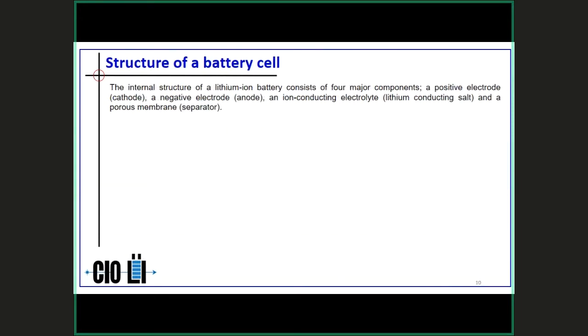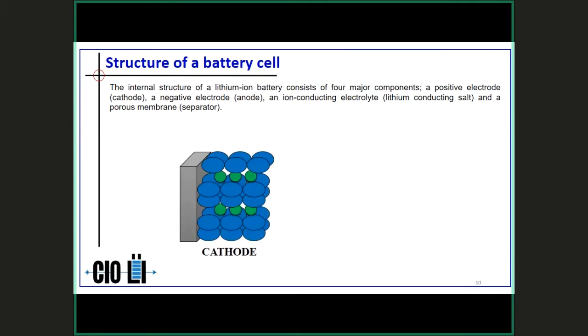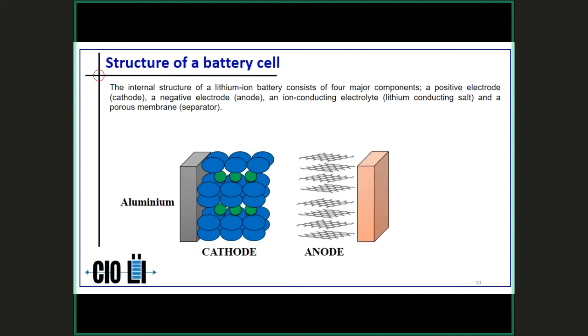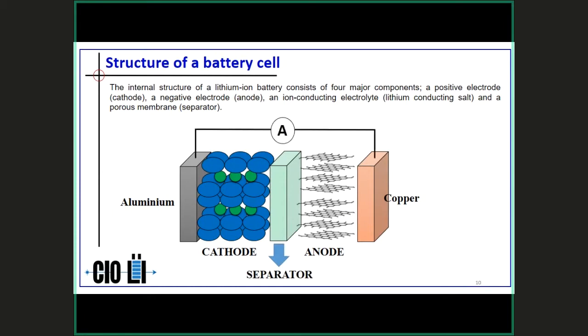The structure of a battery is constituted mainly of four components. We have a cathode, which is a thick film deposited on aluminium. We have also the anode, which is also a thick film deposited on a copper foil. In the middle, between the cathode and the anode, there is a polymer, which is called the separator. Both cathode and the anode are electrically connected by an external circuit. Every component inside of the battery, cathode, anode, and the separator, is immersed inside of an electrolyte.